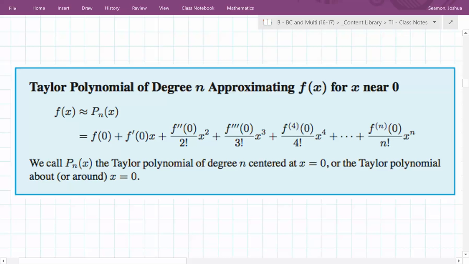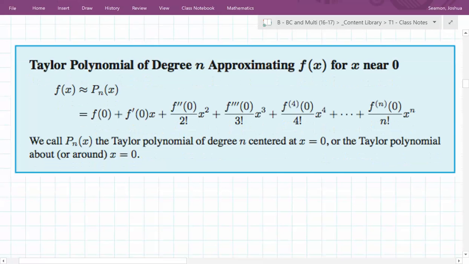Polynomial. How many terms? N of them. Finite number. It ends. So what do you think a Taylor series is? Same thing, just the only thing you add on to the end is plus dot dot dot. That's the only thing that changes. It ends for here, but it doesn't end for the series.